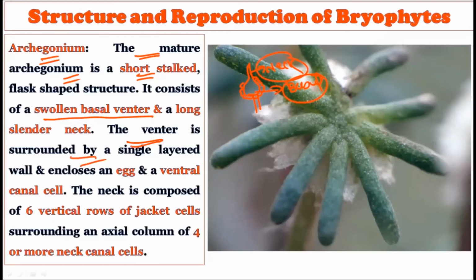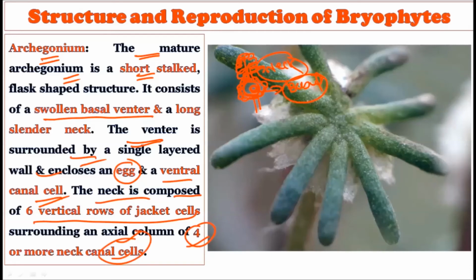The venter is surrounded by a single layer wall. Of course, this venter is surrounded by the single layer wall, and inside this it encloses the egg. Okay, what does it enclose? It encloses the egg, and the ventral canal cell is also there. Ventral canal cell, and inside it we have the single egg. Then the neck is composed of 6 vertical rows of jacket cells. This neck is made up of 6 rows of vertical jacket cells, which are surrounding the axial column of 4 or more neck canal cells. So 4 or more neck canal cells are there, which are surrounded by these 6 vertical rows of jacket cells.